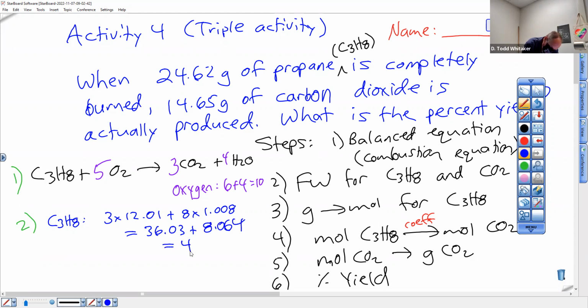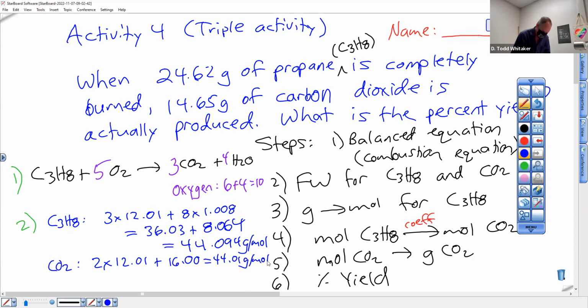Equals 44. Is that right? Yeah, 44.094. Grams per mole are the units on the periodic table. Okay. So formula weight for CO2: 1 times 12.01 plus 2 times 16.0. That's why I was so confused before. Not confused. They have the same molecular weight almost. Interesting, huh?